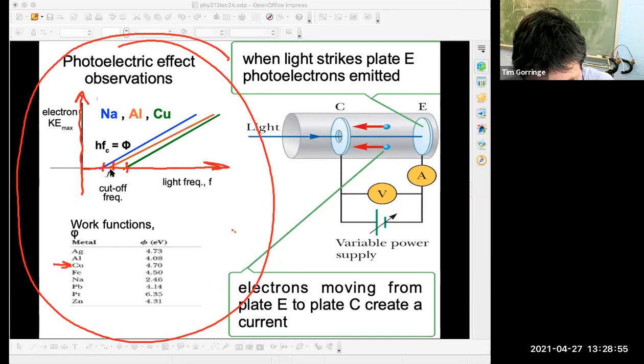This cutoff frequency for sodium, aluminium, copper corresponds to a cutoff energy for sodium, aluminium, and copper by multiplying by Planck's constant, which is called the work function. And you see here, if I point out copper and aluminium and sodium, sodium has the lowest work function. Then aluminium has the next lowest work function. And then finally, copper has the highest work function, indicating you need more and more energy to liberate the electrons from sodium to aluminium to copper.